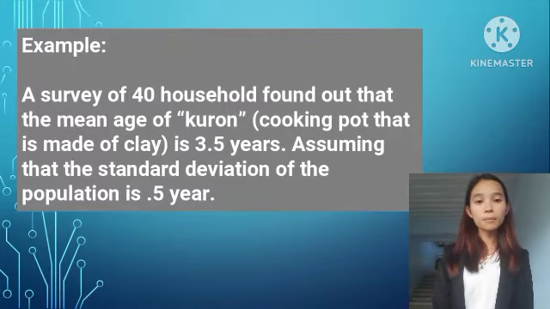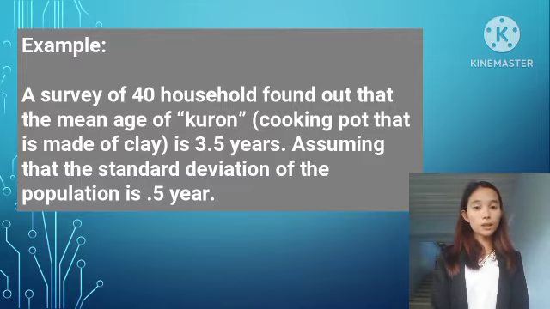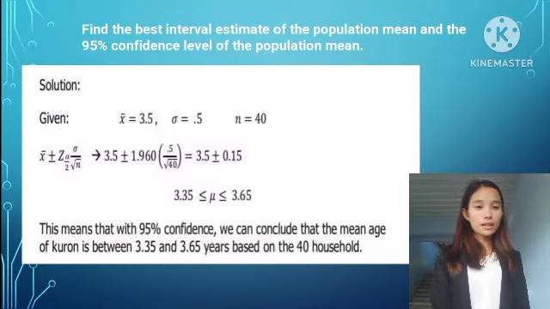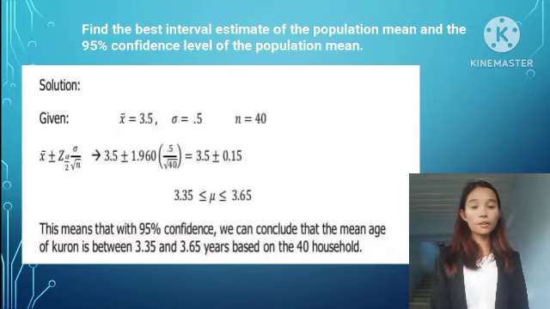We have here example number 1. A survey of 40 households found that the mean age of a guron, or the cooking pot that is made of clay, is 3.5 years. Assuming that the standard deviation of the population is 0.5 year, find the best interval estimate of the population mean at the 95% confidence level.